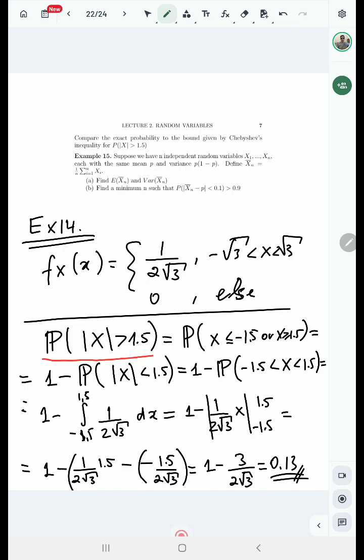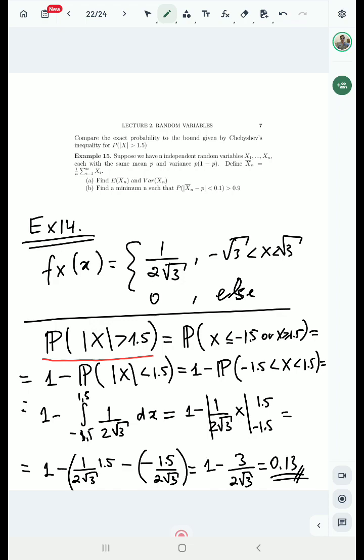Let's see what else we have here. Okay, we have independent random variables, and each of them has the same mean. Actually we have a Bernoulli distribution. Each x is Bernoulli distributed. The mean is p, and the variance is p times 1 minus p for all of them. This is called IID, identically and independently distributed. Then we have the sample mean. We have to find the expectation of x bar n and the variance of the sample mean. Then we have to find the minimum n such that this probability is greater than 0.9.